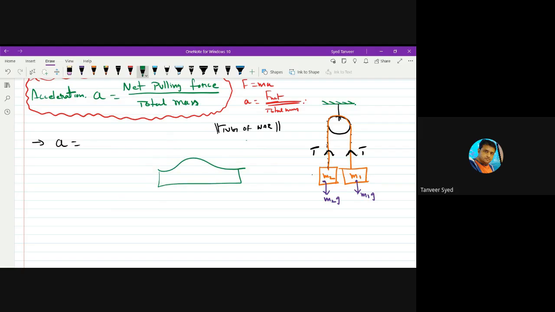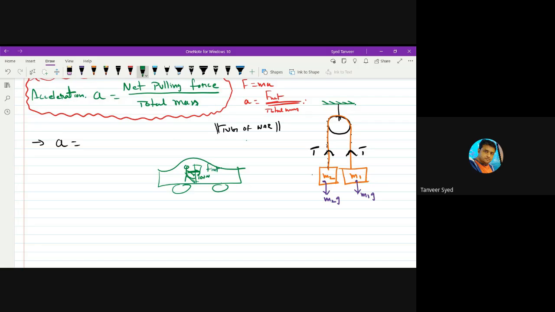Suppose you are going in a car, the car breaks down, and suppose you are sitting in the back seat and you push your front seat. Let us say you apply 100 Newton force on your front seat. Will the car move? No, because this is an internal force. The force that you are applying is an internal force.